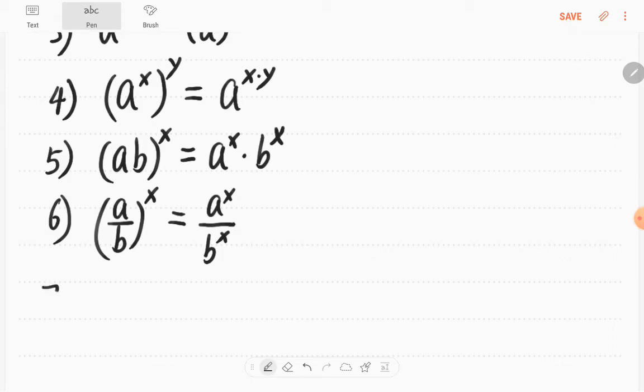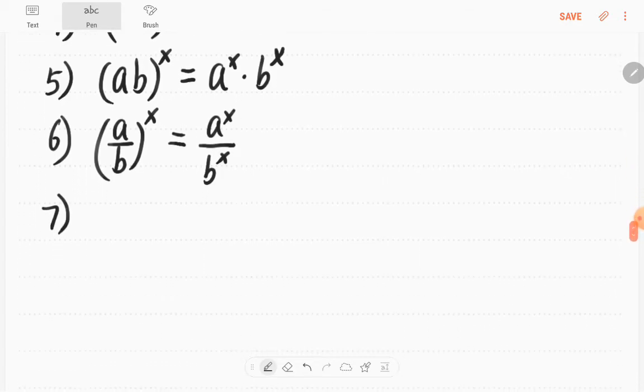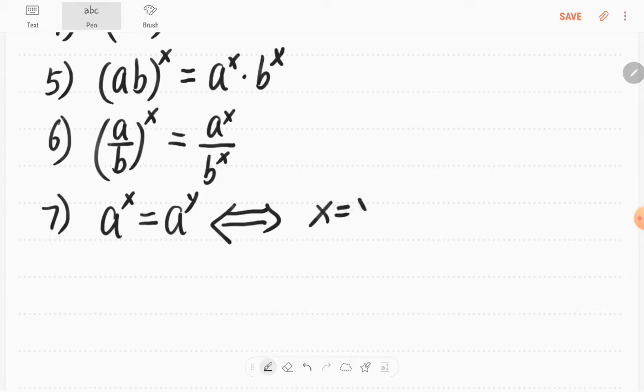Okay, 7 is used to solve some exponential equations. If you have a to the x equals a to the y, there is no other choice. The only choice is x must be equal to y. Okay. If x equals y, then a to the x equals a to the y. If a to the x equals a to the y, then x must be equal to y.